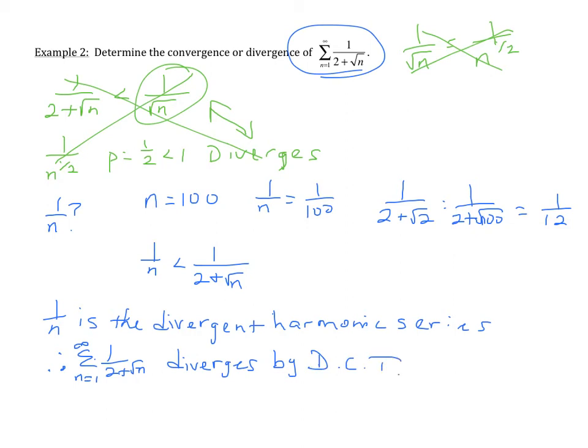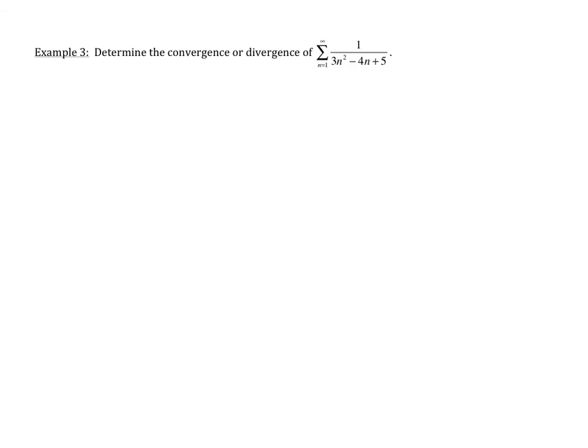Okay, so let's look at another example. All right, example 3. Determine the convergence or divergence of 1 over 3n squared minus 4n plus 5. So what would be a good series to choose for our comparison? And I would just go for 1 over n squared.